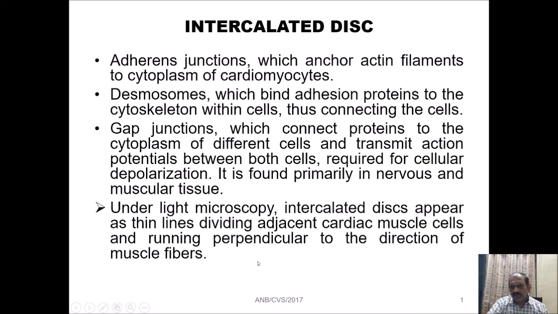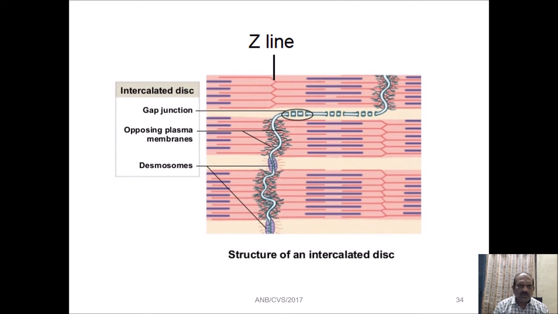Under light microscopy, what we observe is that intercalated discs appear as thin lines dividing adjacent cardiac muscle cells and running perpendicular to the direction of the muscle fibers. So just give a look here. You will find the various types of cell connections in the intercalated disc. Here it is a gap junction connecting the opposing plasma membranes, and similarly the desmosomes are also shown.